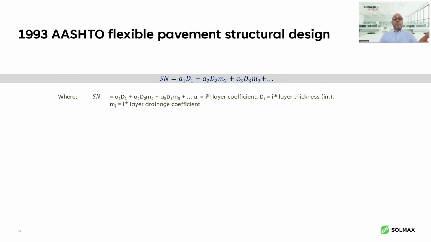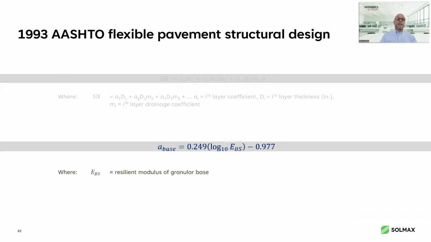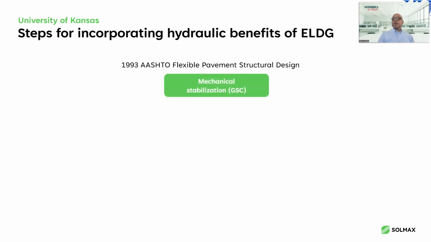So when you look at that, you might be thinking that we address the layer drainage coefficient from a research perspective to try to quantify the hydraulic benefits. But in fact, what the researchers did is they said, let's look at the layer coefficient itself, and knowing that it's a logarithmic function of the resilient modulus of the granular base, what happens when we saturate this granular base and as we pull moisture out at the rate that we can with the ELDG, what ends up happening?